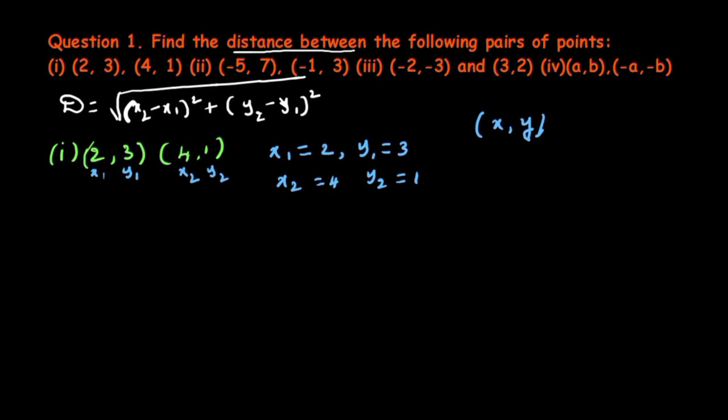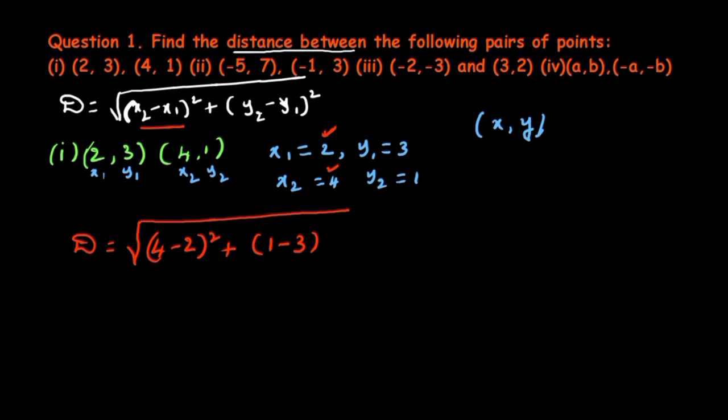Now I am going to use the formula to find the distance between the two points. The distance d is root of x2 minus x1 whole square plus y2 minus y1 whole square. Here x2 is 4 and x1 is 2, so we write 4 minus 2 whole square plus 1 minus 3 whole square.